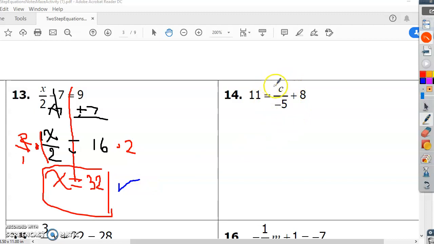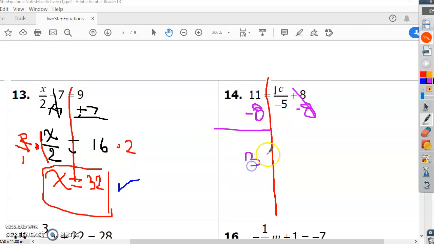14, one more with a fraction. Again, remember, coefficient is 1 here, so I'm just going to put it in there. I'm going to go ahead and put my line through my equal sign just so that I know I have two parts here. I want to get rid of my coefficient first. So minus 8 on the other side. And 11 minus 8 is 3 left over. I have C. I'm going to bring down what I have, negative 5.